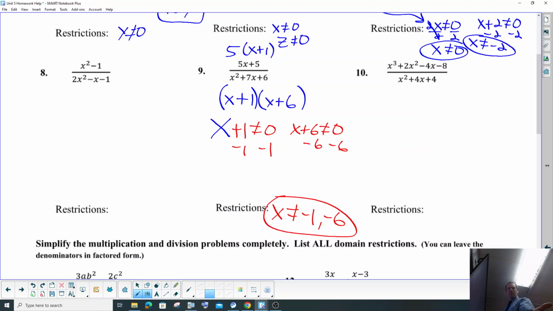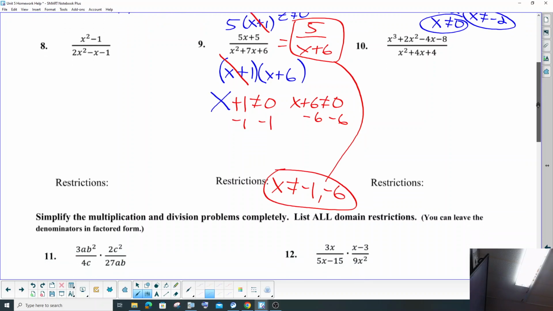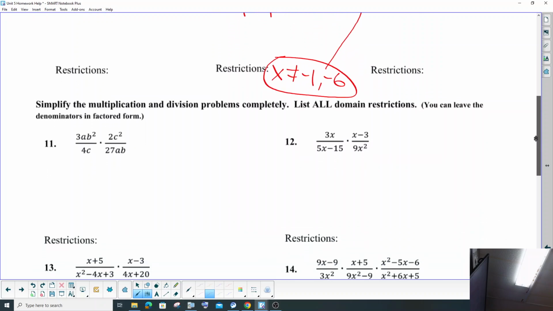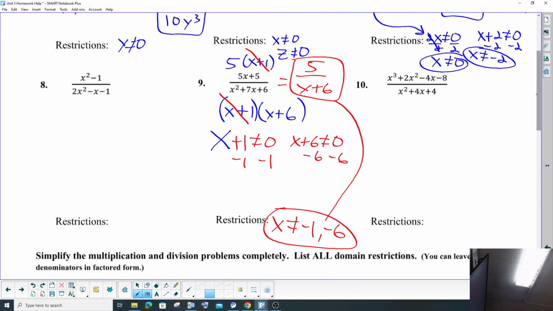So now that we factored it, we found our restrictions. Now we can cancel stuff out in the top and the bottom. So we're going to cancel the x plus 1s. And so that's all that's left. So we get 5 over x plus 6 as our answer with our restrictions. So make sure you factor, and then look at your restrictions, and then cancel stuff out. This is for next time, you guys.